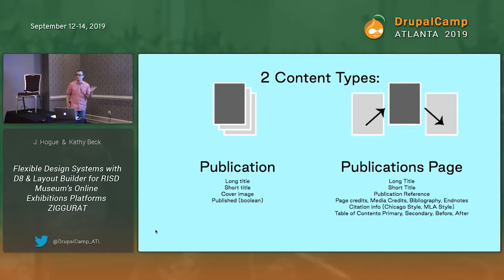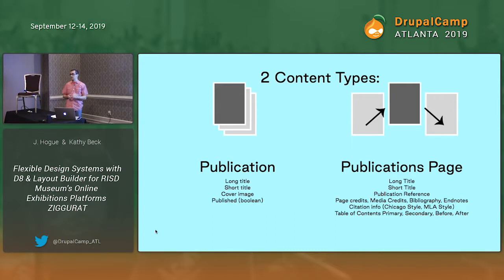But we also have the publications page. So there's a couple more fields there, obviously, but that's where the bulk of the content is going to live for any publication. So that, again, using the book metaphor, is our chapter. So it has a long title, short title. It's got a reference to which publication it's a part of. And it has a bunch of fields for that scholarly data, the media credits, the page credits, the bibliography, endnotes.